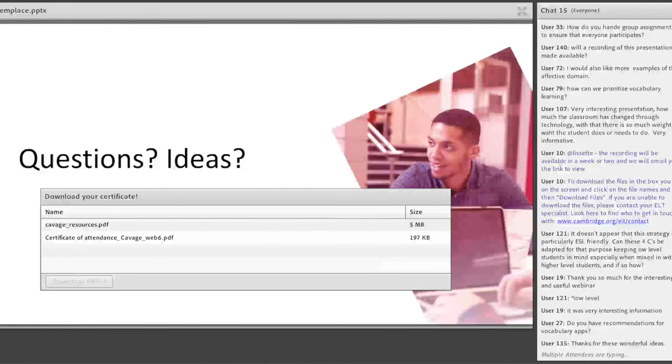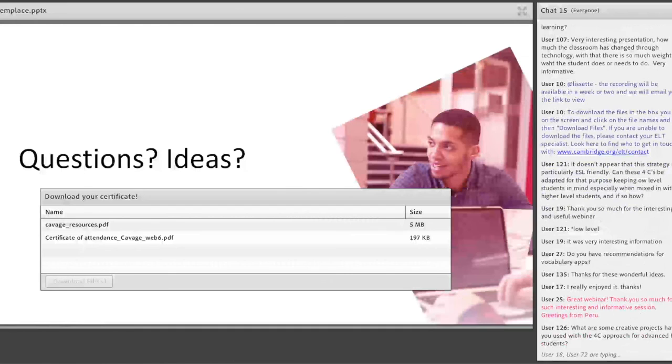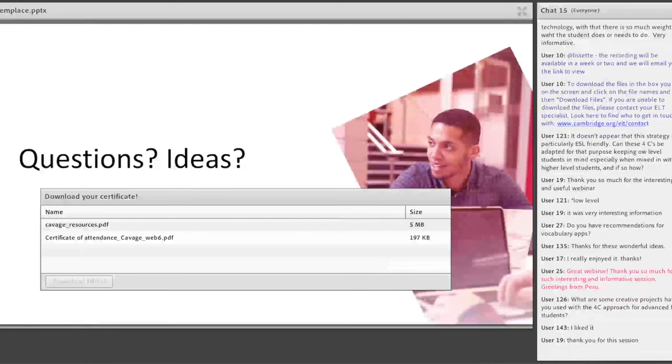Here's another one. How do you handle group assignments to ensure that everyone participates? That's an excellent question and one I get all the time. You may have seen, I definitely give all my students a role. You might be the questioner, the note taker, or the reporter. I find when I establish the roles, especially at the beginning of the term, they understand the expectation. When I just say get in a group and you're going to do this, the expectation is not very clear to the students. So assigning roles is a very effective way to ensure that everybody participates.